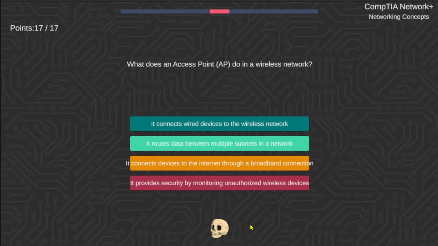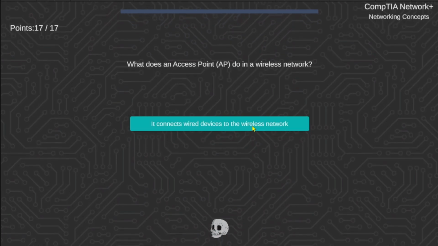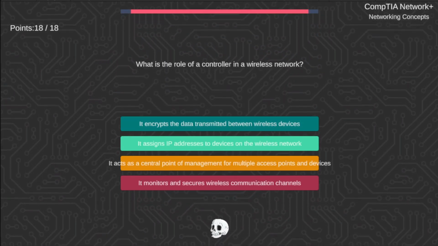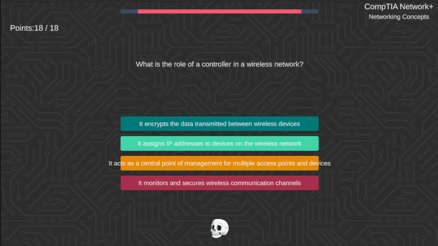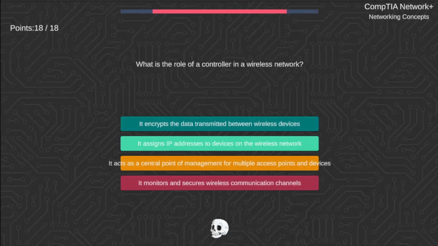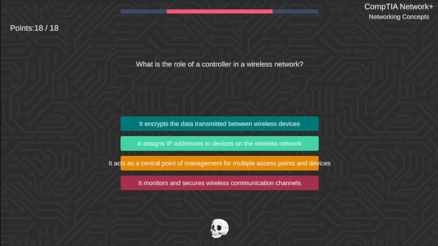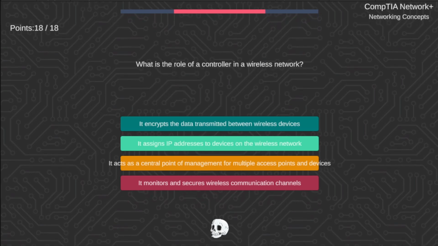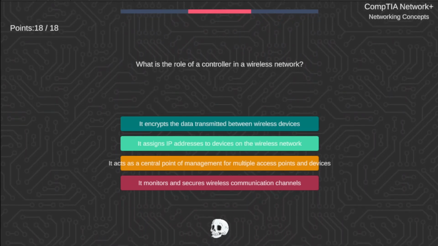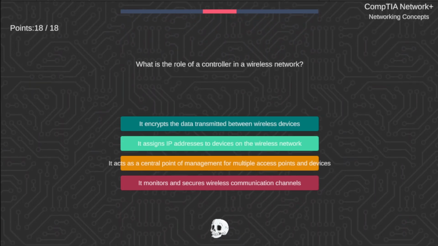I feel like this is kind of not a great definition of this, but it connects wired devices to the wireless network. I personally would put a different definition, but what is the role of a controller in a wireless network? It encrypts the data transmitted between wireless devices. It assigns IP addresses to devices on the wireless network. It acts as a central point of management for multiple access points and devices, or it monitors and secures wireless communication channels. The role of a controller in a wireless network.